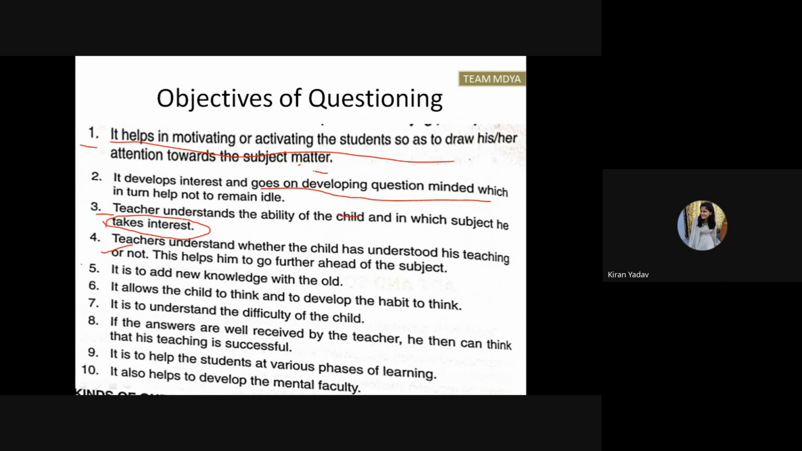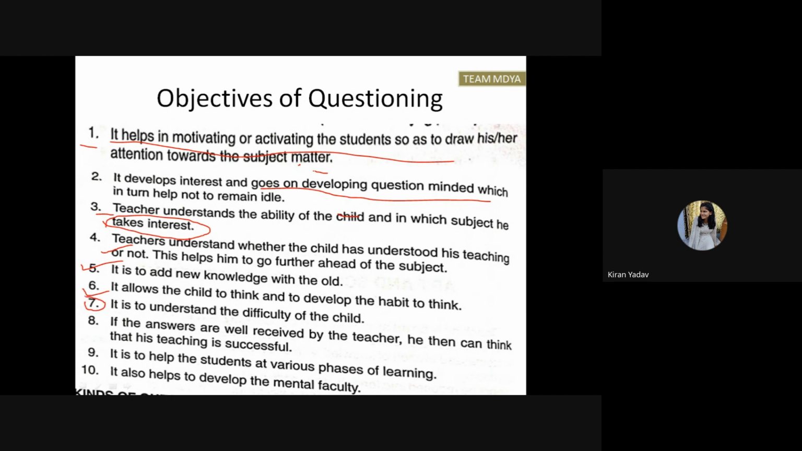And next, fifth point, it is to add new knowledge to the old. So yes, very true that through questioning, the objective of questioning is to learn something new, to add something new. Sixth point, it allows the child to think and to develop the habit of thinking. So yes, the student learns to think critically through questioning. Seventh, it is to understand the difficulty of the child.